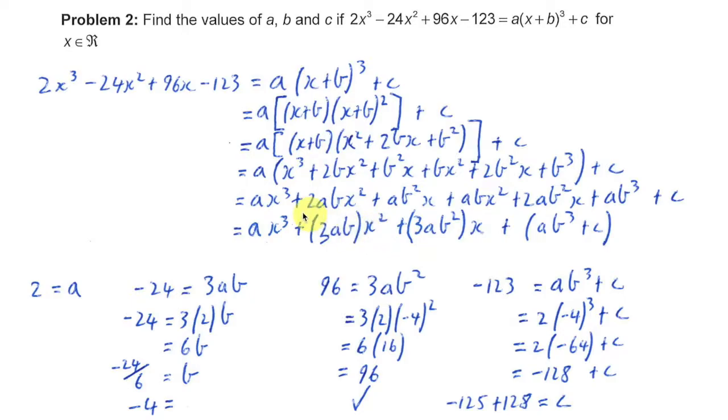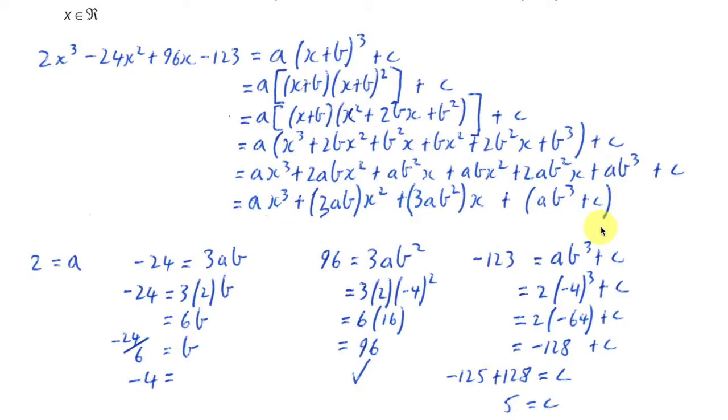If I look at my x's now, running through, I've got an x here, so that is ab squared in front of my x, and I've got my other x here, and I've got a 2ab squared in front of my x, so altogether that's 3 lots of ab squared for the coefficient of x. And I'm left with my constant, so I have ab cubed plus c, so these are my constants added together. So now it's equating the coefficients, so I can say that 2 is equal to a.